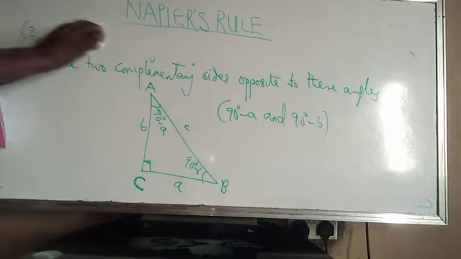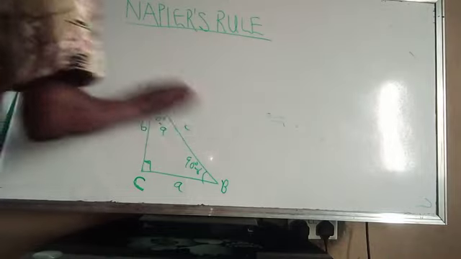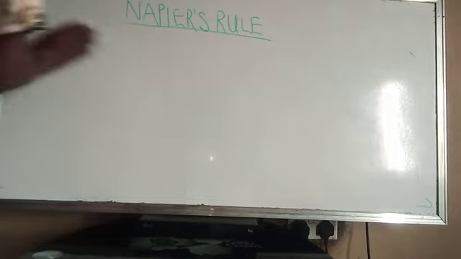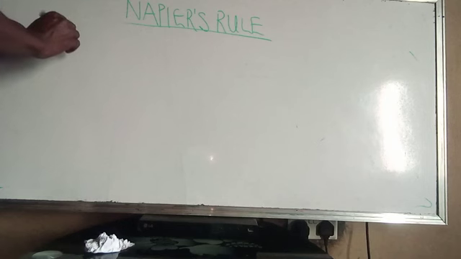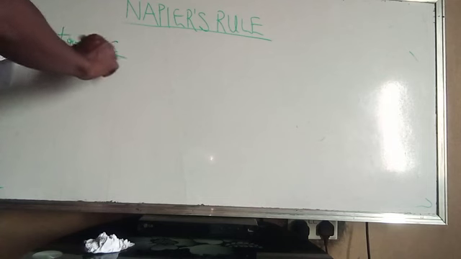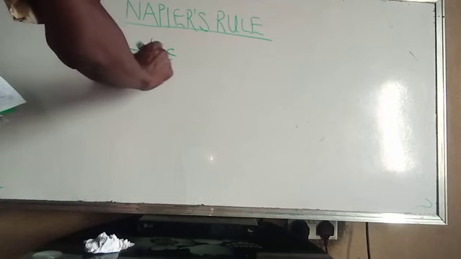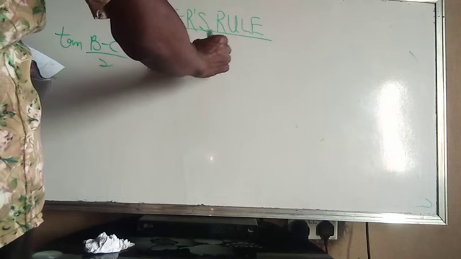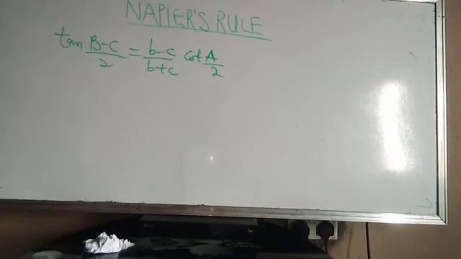Let's write out the major important formulas that we need to consider. Now we have tan((b−c)/2) = ((b−c)/(b+c)) cot(A/2). The technique is this.